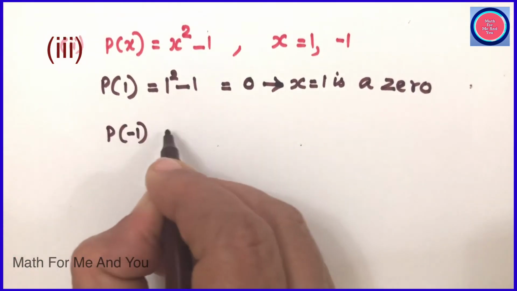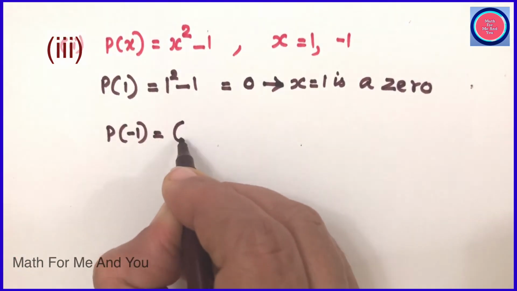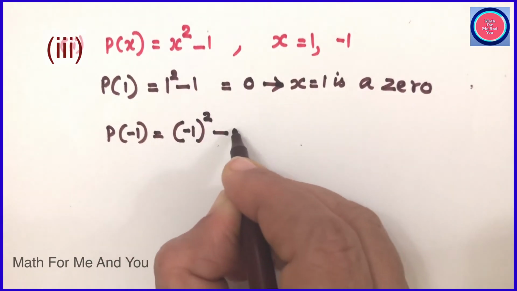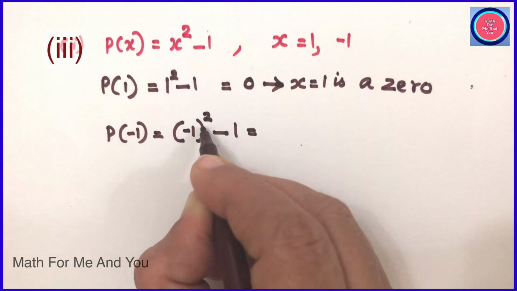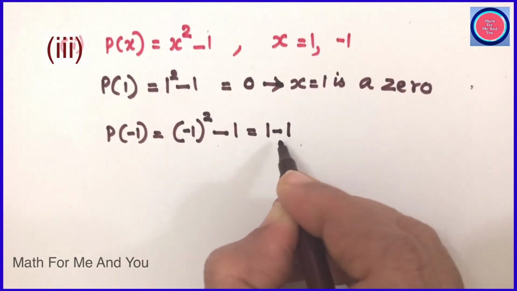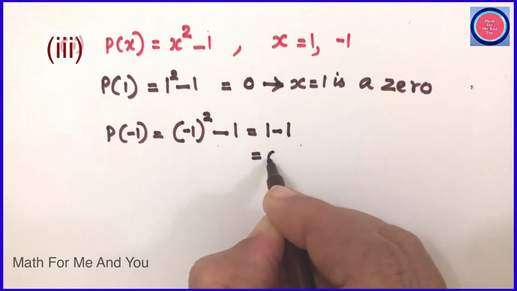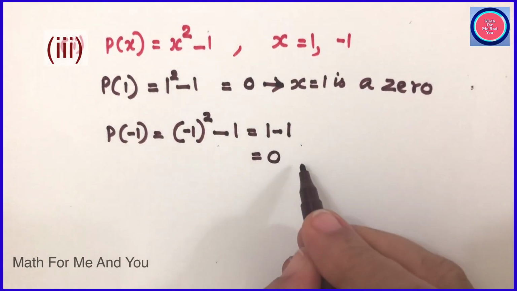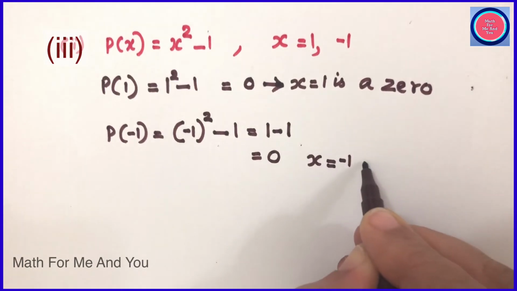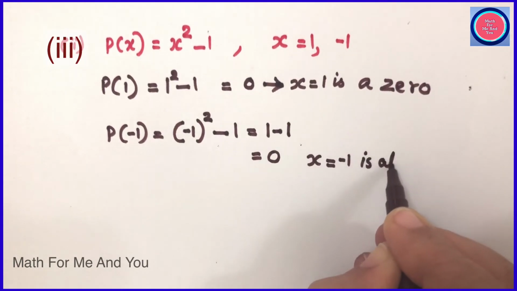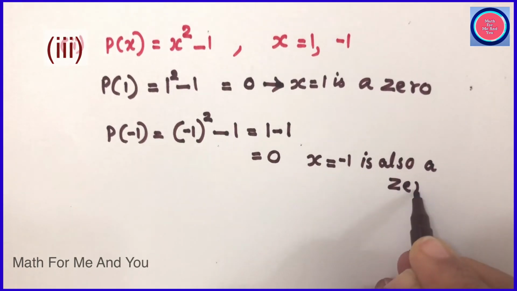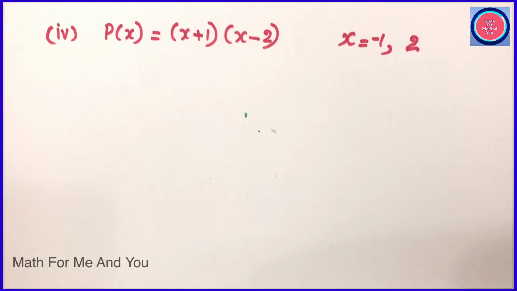Next we try with P of minus 1. Then I write minus 1 in bracket because it is a negative number. Minus 1 square minus 1. Minus 1 square is positive 1, minus 1. 1 minus 1 equal 0. See here also we are getting the polynomial value is 0 at x equals minus 1. That means x equals minus 1 is also a 0 of this polynomial x square minus 1.